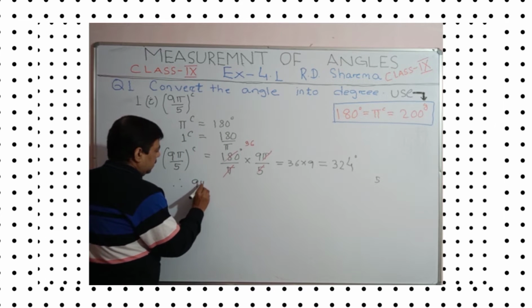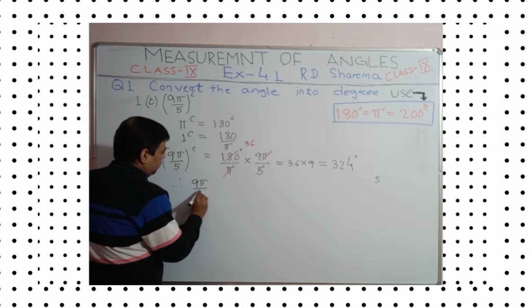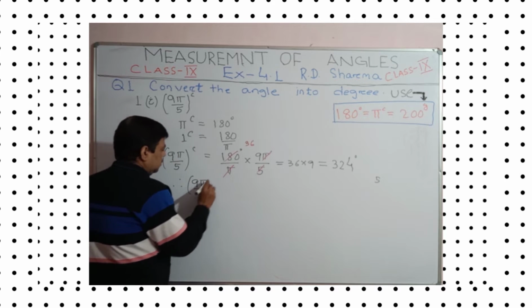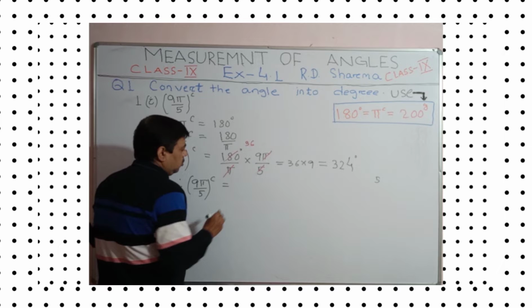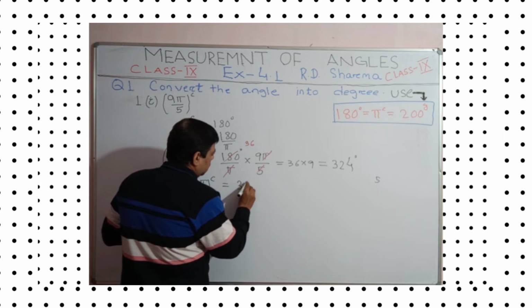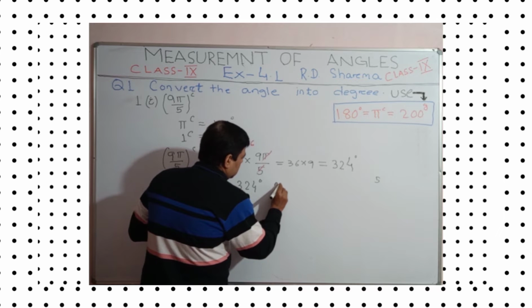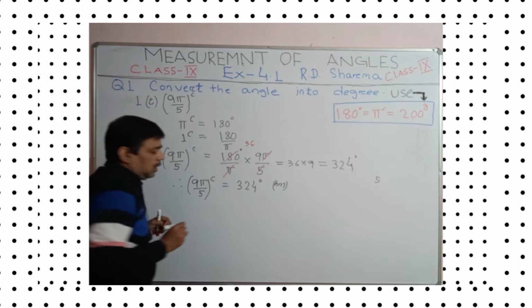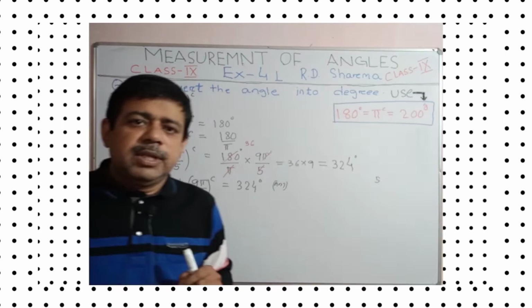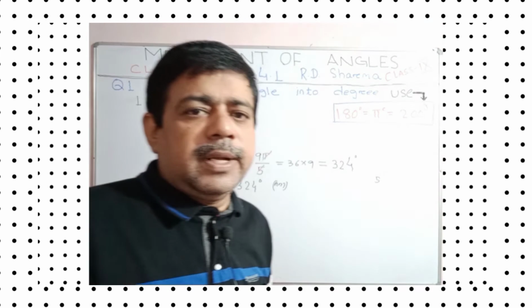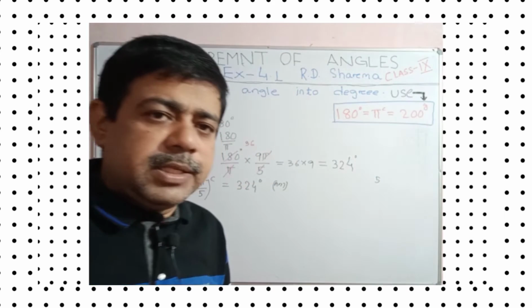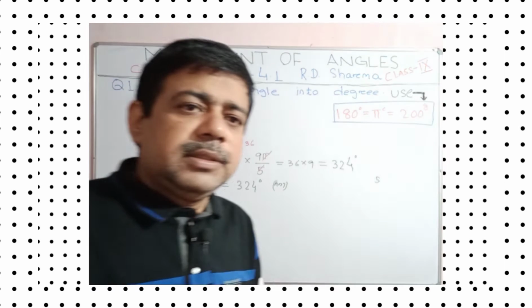Hence we got 9 pi by 5 radian is equal to 324 degree. So this is how you can convert the angle from radian to degree, one system of measurement of angle into another system of measurement of angle.